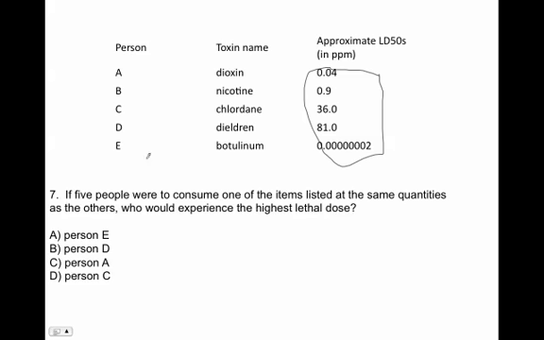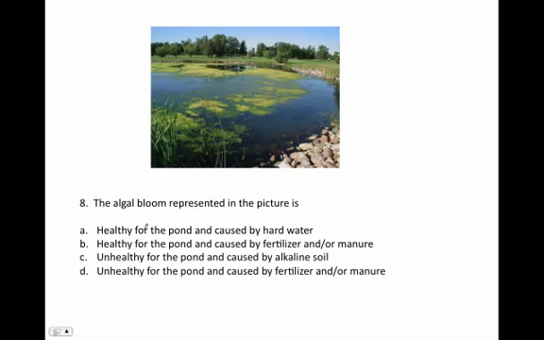Well, the most toxic substance on this list is the botulinum. So let's say everybody had 0.4 parts per million, this person had 0.4 of their chemical, this person had 0.4 of their chemical, and so on. If everybody had 0.4 parts per million, who would get the most lethal dosage? The most toxic substance here is botulinum, because look at how low it can get to kill 50% of the population, and therefore person E would get the most lethal dosage.